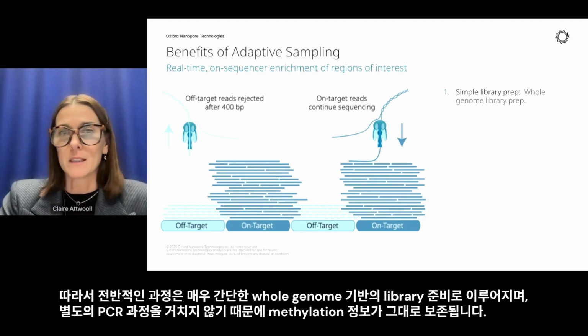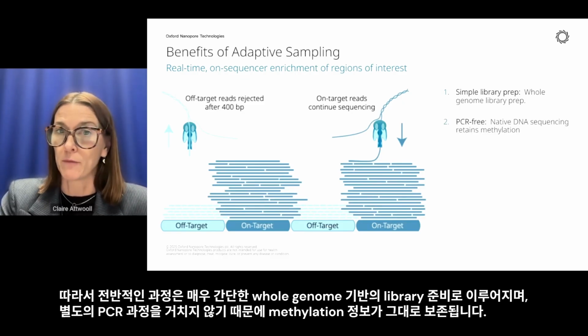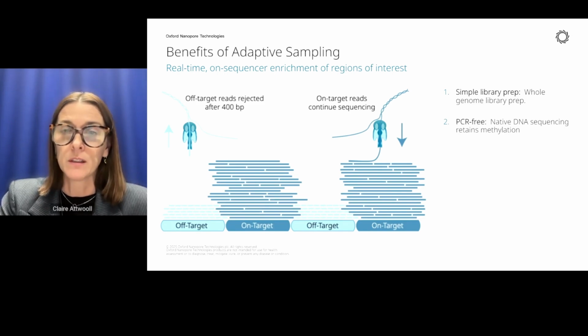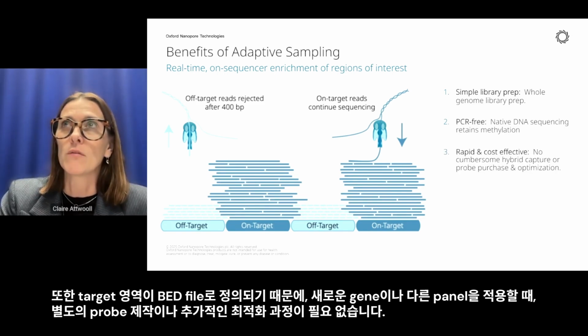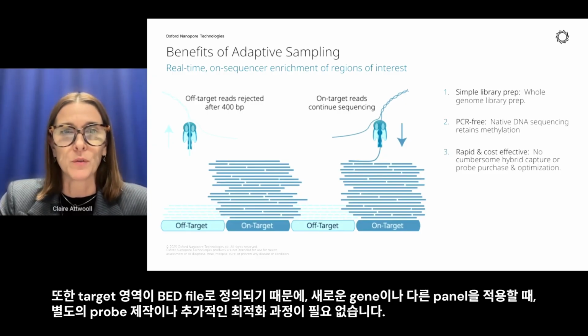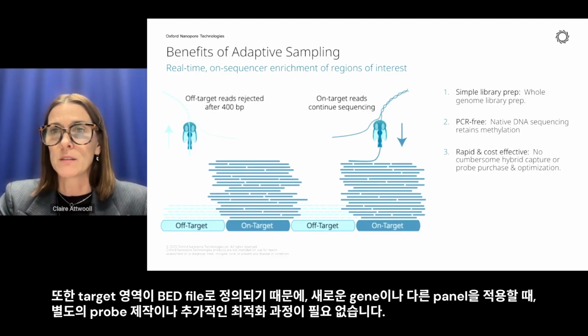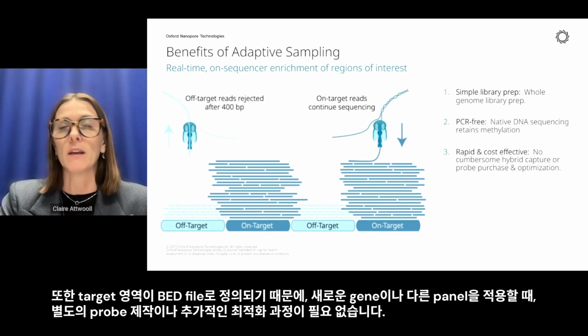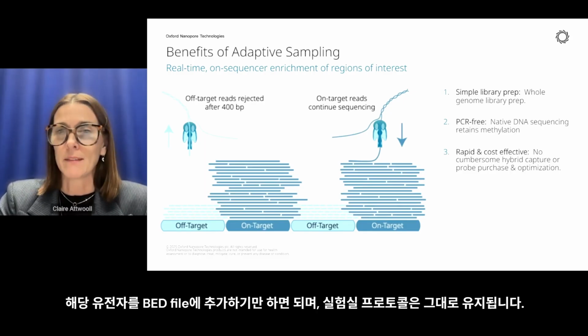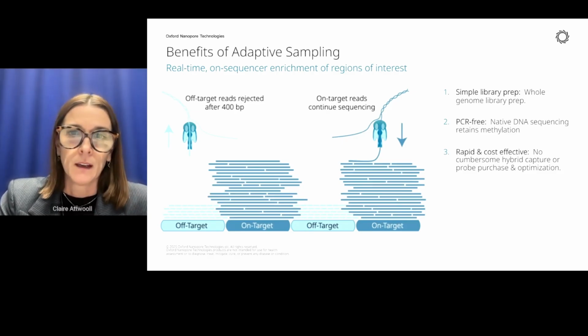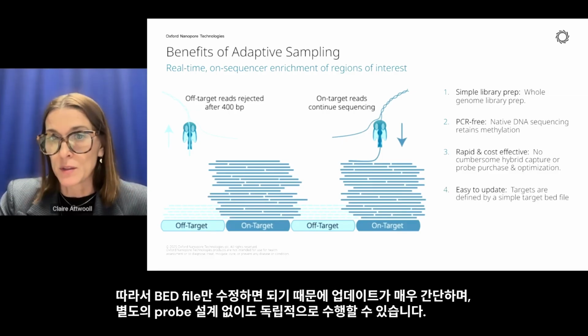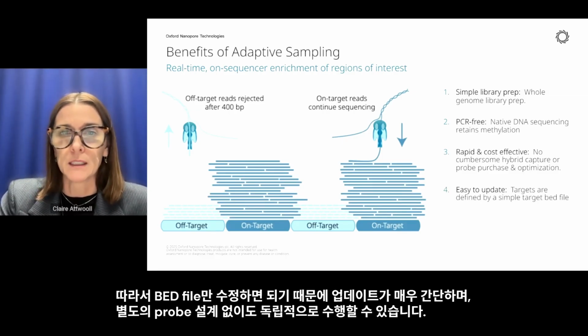So the whole method is a very simple whole genome library prep. It's PCR free, so we have methylation retained in the information. Because the target regions are defined by a bed file, if you want to run a different panel or add a new gene, you don't have to go through the whole process of getting a whole new probe set or finding a different panel and then optimizing that performance. You just add that gene to the bed file and your wet lab protocol stays exactly the same. It's really easy to update because it's just a bed file. It's not probe design. You can do it completely independently.